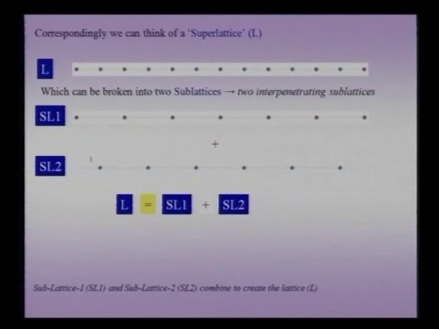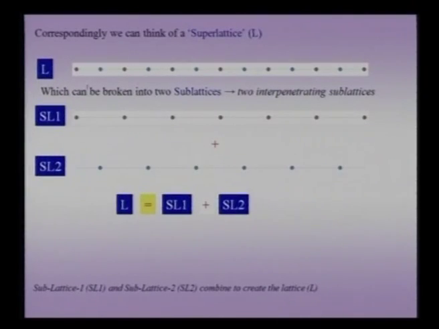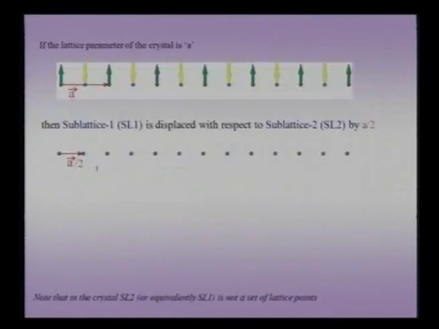Of course, you can clearly see that the origin of the brown lattice is shifted with respect to the origin of the blue lattice by this distance, which is half the lattice parameter of the original crystal. So, if the lattice parameter of the original crystal is A, then the shift between the two sub-lattices is A by 2. So that is what is shown here. The original lattice parameter is given by the vector A, and the shift of one sub-lattice with respect to the other is A by 2.